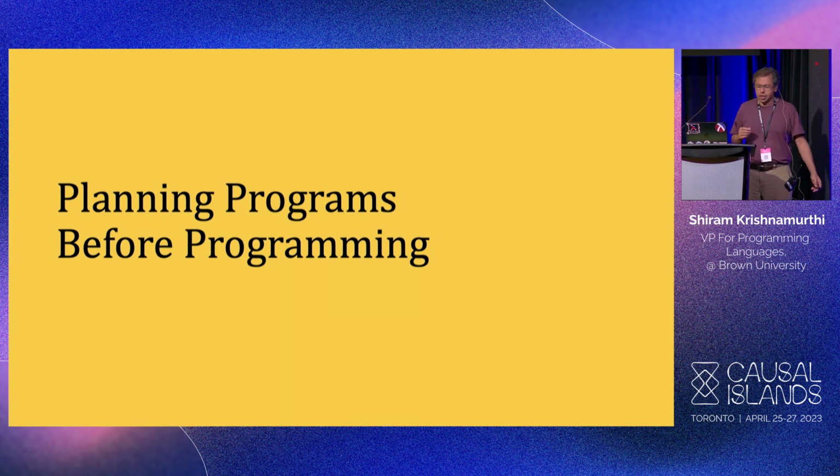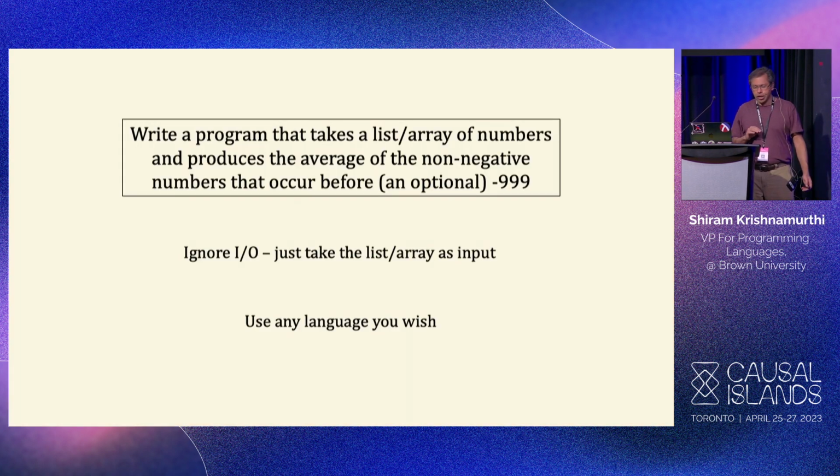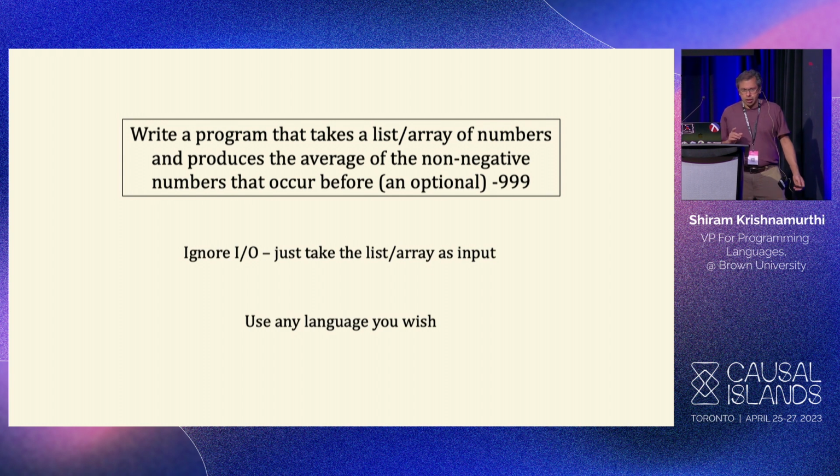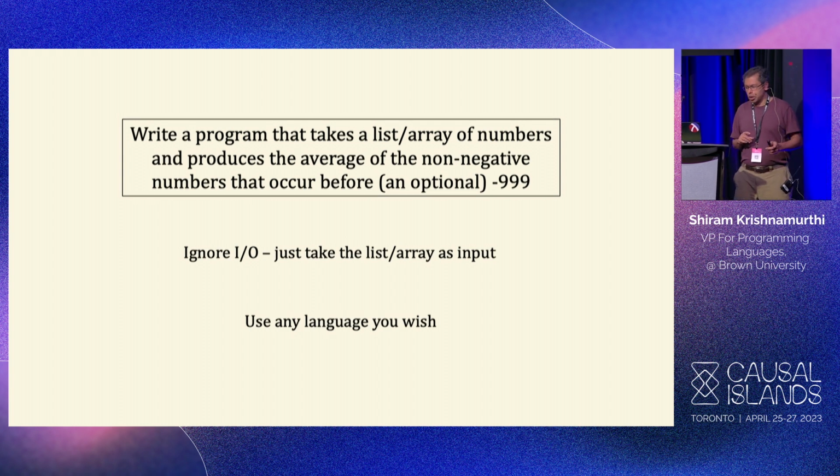A handful of you have probably seen this problem before. The rest of you can sort of figure it out. Here is the problem. I'm going to give you an input like an array, list, whatever data type you prefer, and what I want you to do is produce the average of that list. But I only want the non-negative numbers. In fact, I only want the non-negative numbers before an optional -999, like a sentinel value.